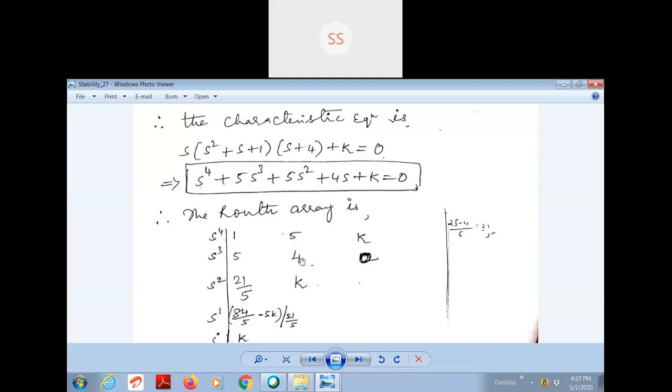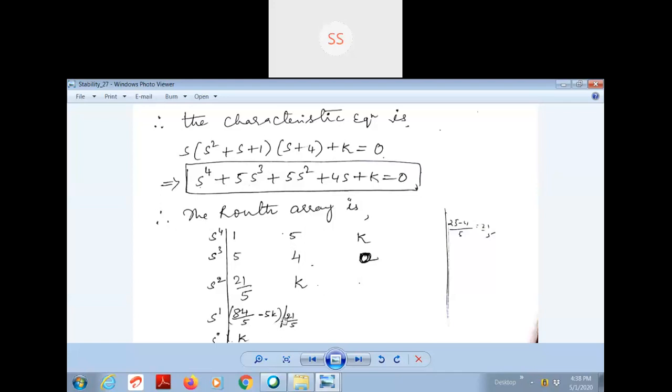21 by 5 into 4 minus 5 into k. Okay, so 21 by 5 into 4 is 84 by 5. So we get 84 by 5 minus 5 into k, and this whole term is divided by 21 by 5. Okay, so now this cannot be further simplified. Keep it as it is.